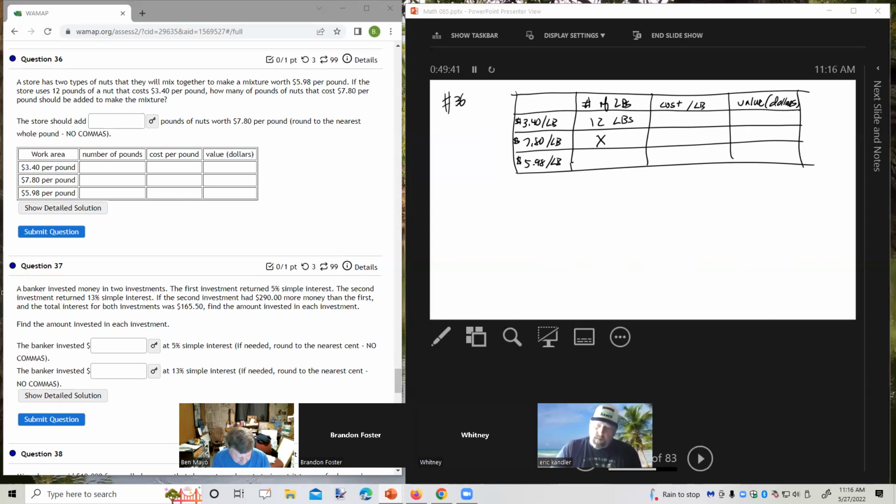All right, now, suppose this is the $3.40 per pound nuts. So this is 12 pounds, okay? This is the $7.80 per pound nuts. This is X pounds. What's 12 pounds? Don't overthink this. What's 12 pounds plus X pounds? $5.98 a pound, but that's not the number of pounds. 12 pounds plus X pounds is how many pounds?